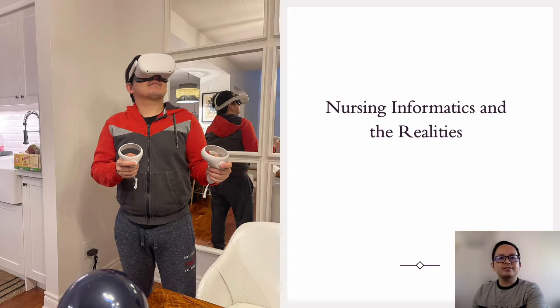So this is me trying to navigate using Oculus VR. Before moving forward to this lecture, let me ask you, what is reality? Reality refers to the world or the state of things as they actually exist. So this one, you facing me, is the reality, and our reality is that I'm your teacher and you're my student, and we are in this discussion because we wanted to know nursing informatics.